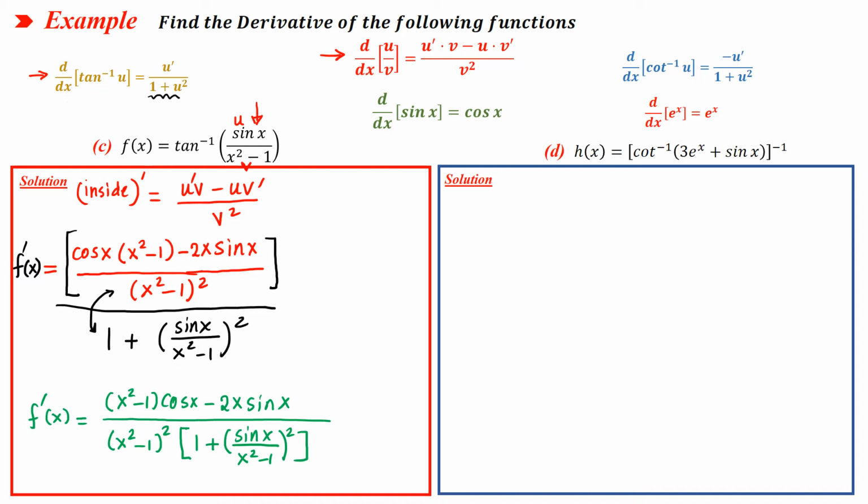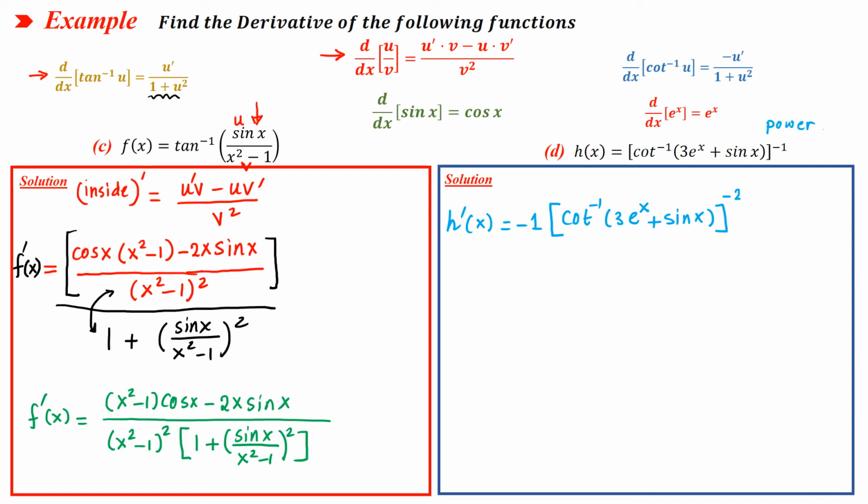In part D, you have to find the derivative of the function h of x, which is cotan inverse of 3 to the x e to the x plus sine x, all to the power negative 1. So here you have to use the power rule, because we have a bracket to the power negative 1. So h prime of x, put negative 1 outside, multiply by the same bracket, cotan inverse of 3e to the x plus sine x, then subtract 1 from the exponent, and you will get minus 2.